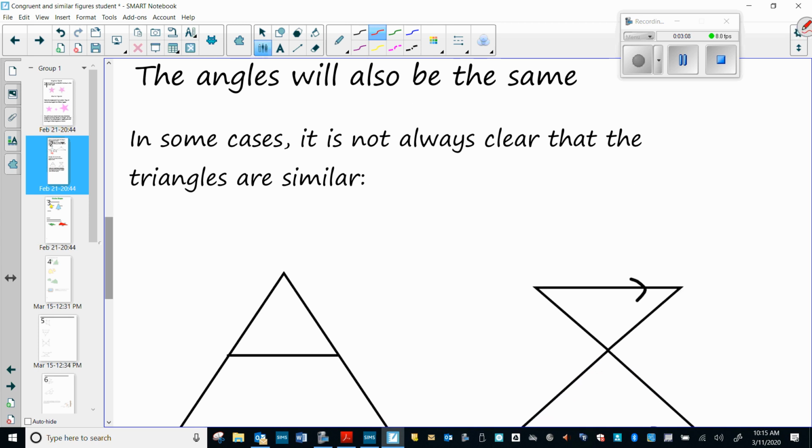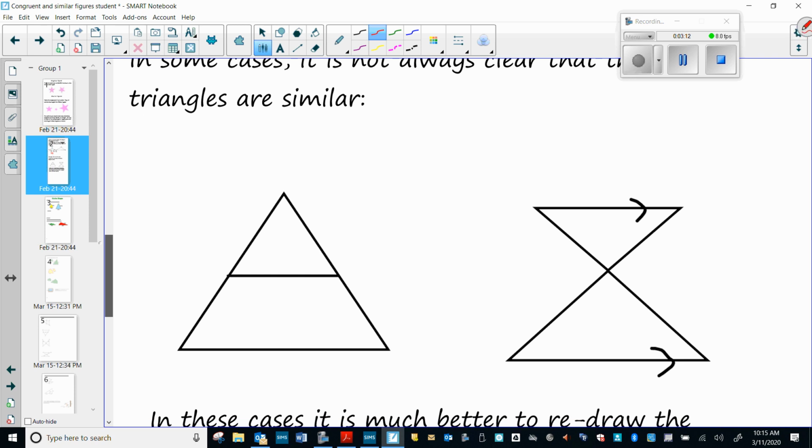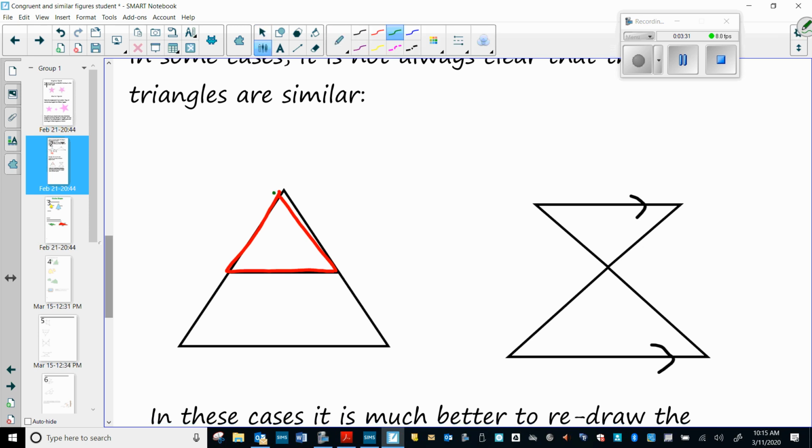So in some cases, it's not always obvious or very clear that they would be similar triangles. However, here you might say, well, look, that's a triangle and a trapezium. However, we could say that there's this triangle here, and then this triangle here. With these two lines here, what would we know about those two lines? They would be parallel, yes?